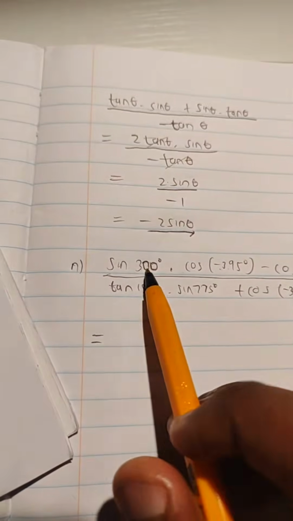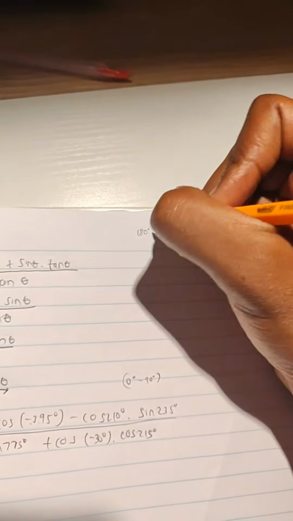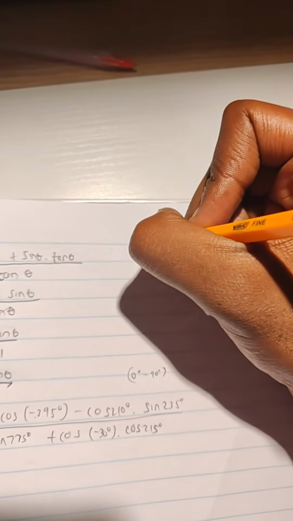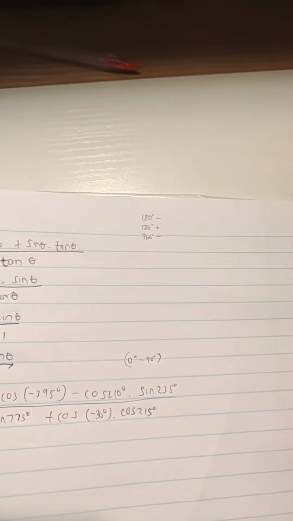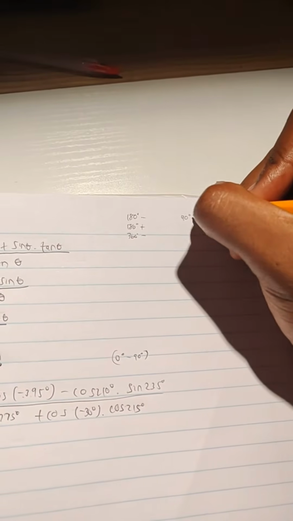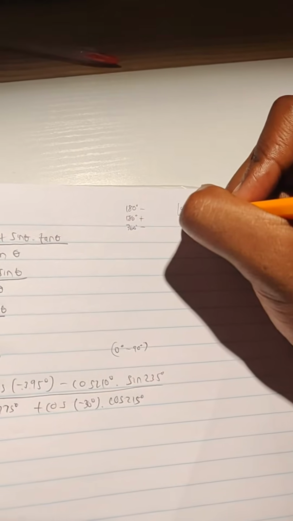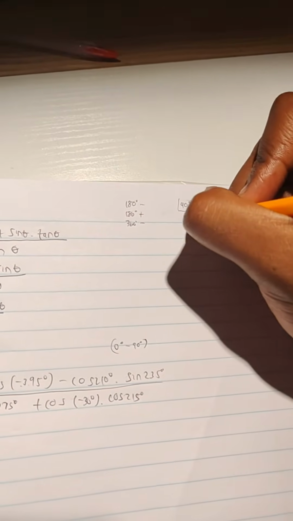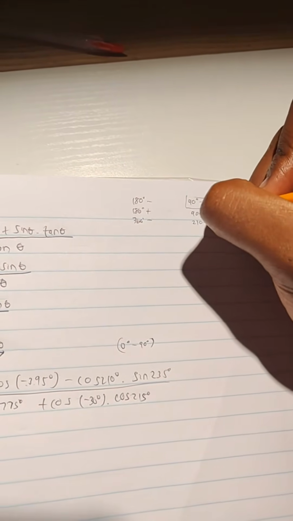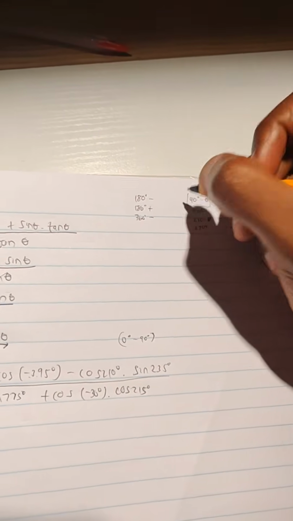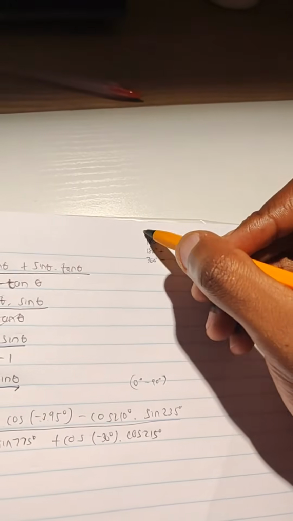So sine of 300, we need to reduce that using our function values: 180 minus, 180 plus, 360 minus. And maybe in certain cases where we can see that it is viable, we can use 90 minus, but 90 minus, 90 plus, 270 minus and 270 plus, we actually use as a last resort. We primarily want to focus on function values where trig ratios don't change.